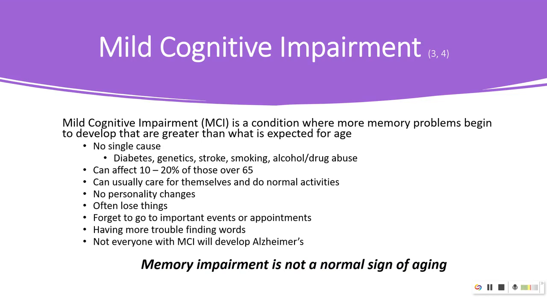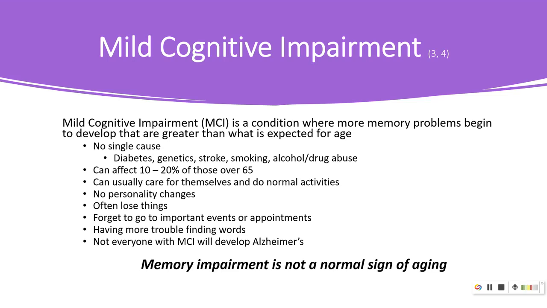So just to talk a little bit more about MCI, there is no single cause for mild cognitive impairment. It can occur from diabetes, it can occur from strokes, can be some genetics, and we'll talk about that when we get to the different causes and types of dementia. It can even be caused from smoking or alcohol and drug abuse. Mild cognitive impairment can affect 10 to 20% of those over 65. Again, we can usually care for ourselves and do our normal activities, it might just take us a little longer to get to what we're wanting to do.